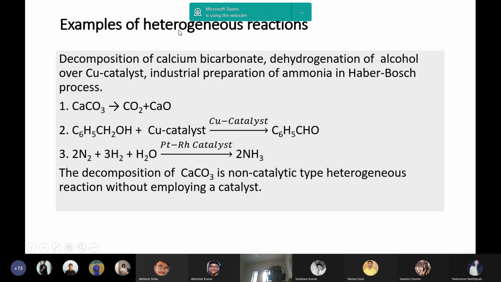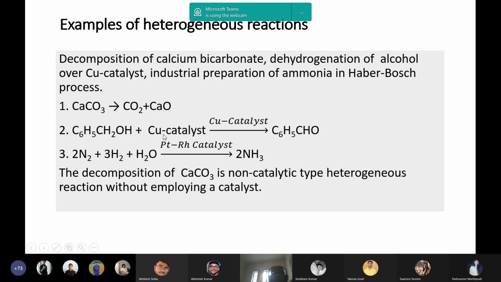An example of a heterogeneous reaction, although it is not included, still I can describe. Say this is non-catalytic type, reaction 1, calcium carbonate decomposition. It is non-catalytic type. Solid calcium carbonate decomposes to carbon dioxide, which is in gas phase, and calcium oxide, which is solid. So it is a gas-solid reaction.